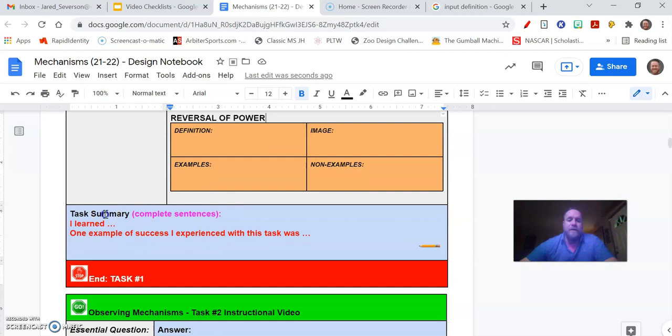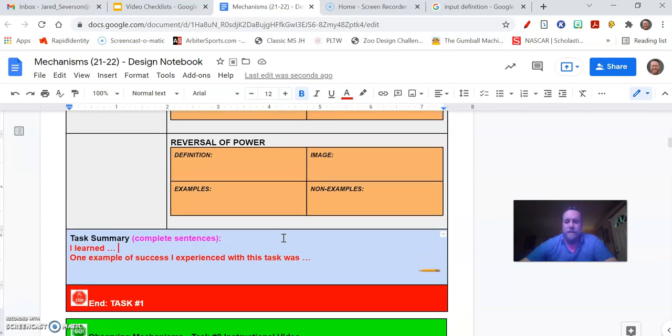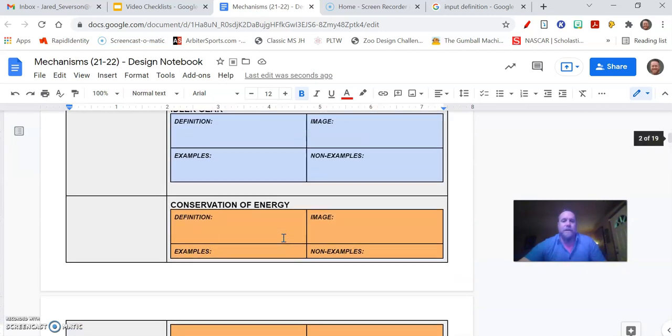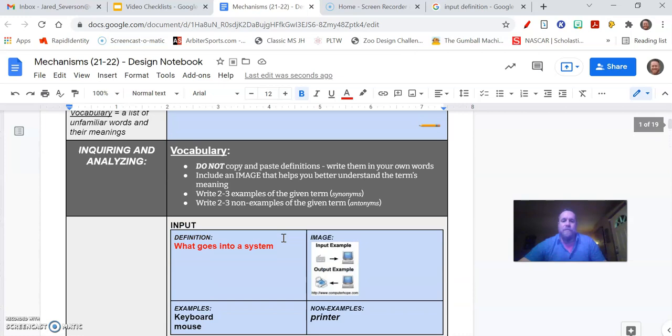And then, as always, doing a task summary. What was something you learned by doing this vocabulary, and how were you successful? And then you see the end of task 1. So if you have any questions about this task, please make sure that you ask your teacher. All right, good luck, and hopefully you learn some new terms.